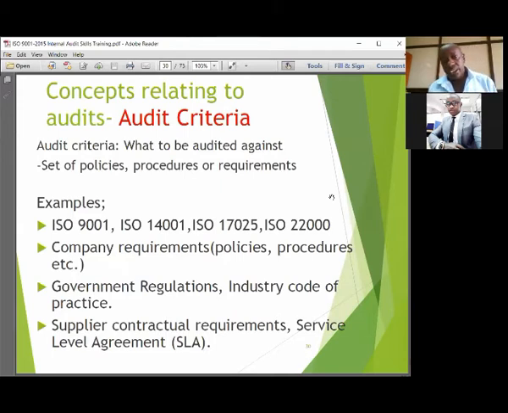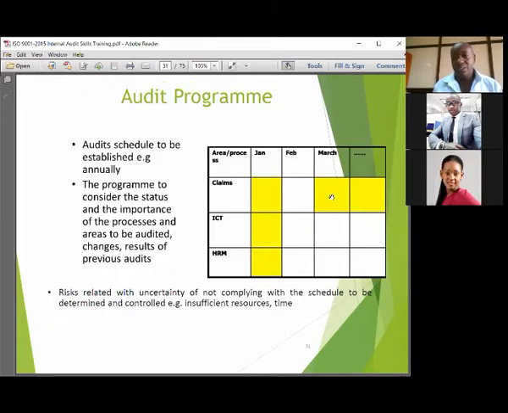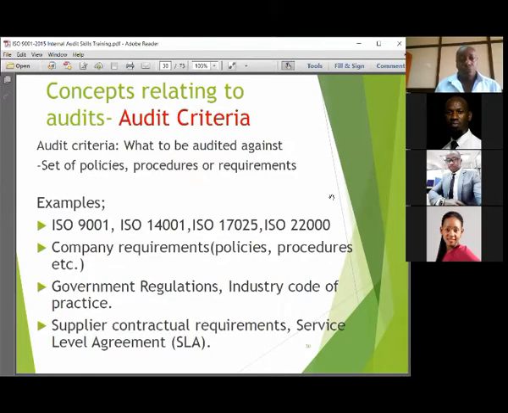Is it clear? Audit criteria, audit objectives? The team? We move on? Yes, please, Dennis. Where there are several, is it possible to audit based on several audit criteria, like say ISO 9001, the Insurance Act? Yes. It's actually possible to follow several audit criteria. Yes, there could be one or a combination of the criteria.